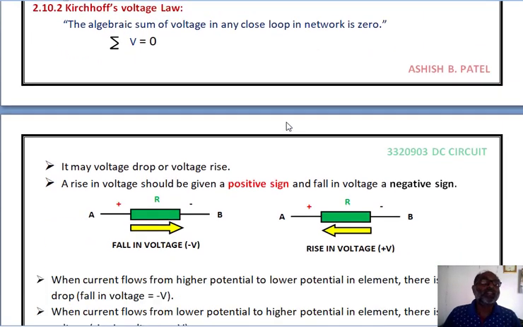Now KVL, Kirchhoff's voltage law. The algebraic sum of voltages in any closed path or loop in a network is 0. So we can write sigma V is equal to 0. Now this voltage may be a voltage drop or a voltage rise. A rise in voltage should be given a positive sign, and a fall in voltage should be given a negative sign.